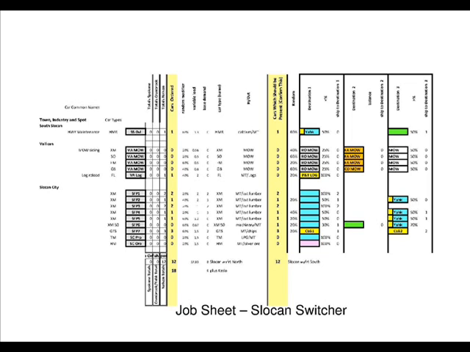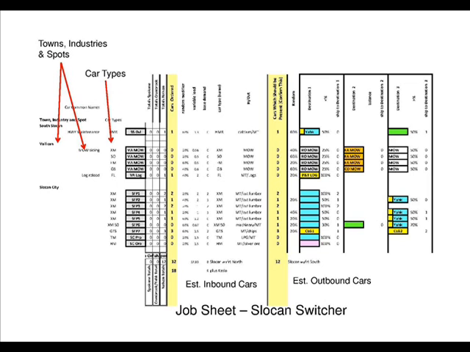For each switching job on the Columbia and Western, there's one sheet. Each job lists the towns, then the industries, then the individual industry spots that each job serves. Further, each car type that's accepted or shipped from each industry spot is also listed and has its own row. I use the AAR designations for each car type.